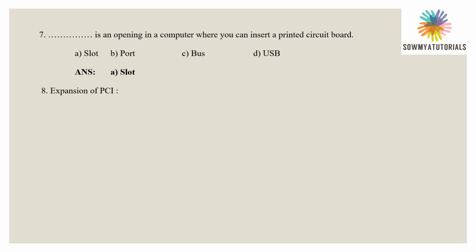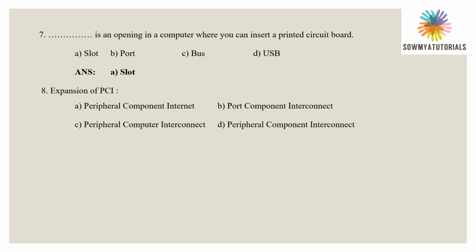Question number 8: expansion of PCI. Option A, peripheral component internet. Option B, port component interconnect. Option C, peripheral computer interconnect. Option D, peripheral component interconnect. So the correct answer is peripheral component interconnect.